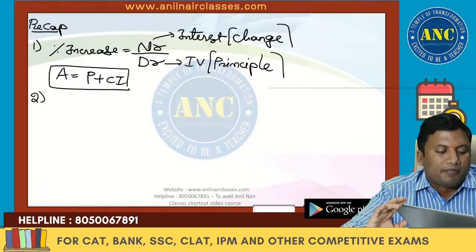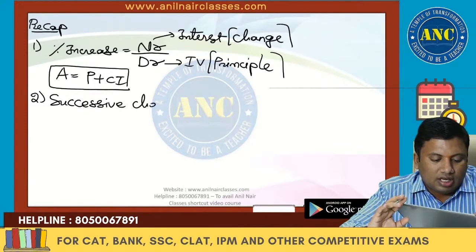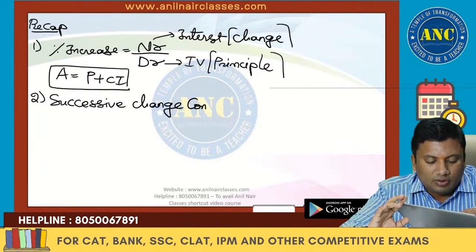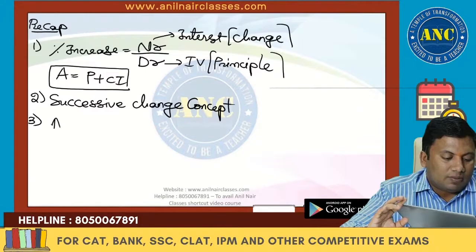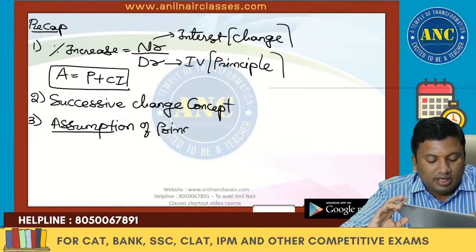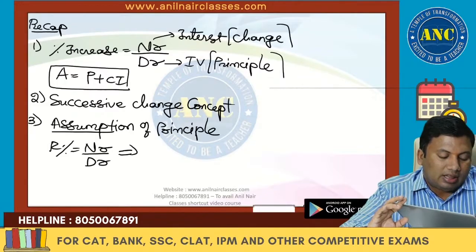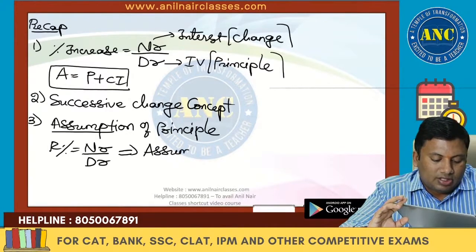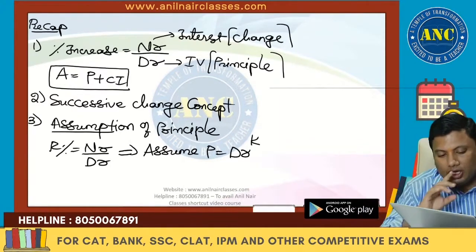That was the first concept. Then we discussed the successive change concept. Then we discussed the assumption or tree method of principal. What is that concept? If R percentage is numerator by denominator and K years is under progress, assume principal equivalent to denominator power K.